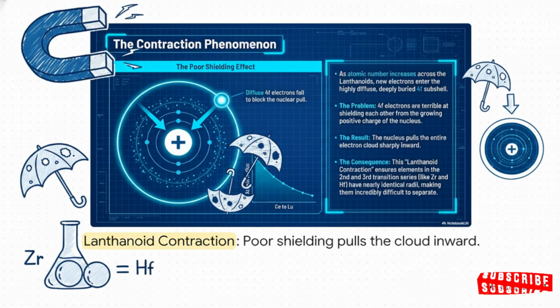And you know, we really can't talk about the F-block without covering this key exam concept, the Lanthanoid Contraction. Imagine the nucleus is a powerful magnet pulling everything inward, and the inner electrons are like an umbrella trying to shield the outer electrons from that strong pull. Well, it turns out those diffuse 4f electrons make for a really terrible umbrella. They provide remarkably poor shielding. Because of this, the growing positive charge of the nucleus effortlessly pulls the entire electron cloud sharply inward.